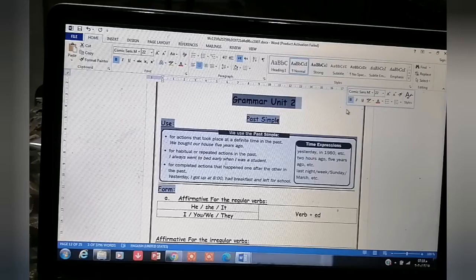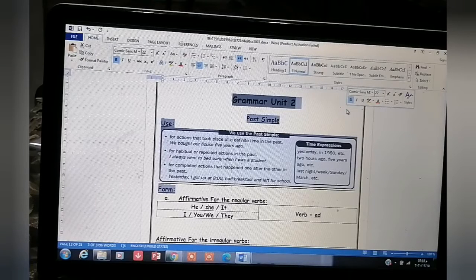Okay, we bought our house 5 years ago. Number 1, actions that took place at a definite time in the past. We bought our house 5 years ago. Number 2, for habitual or repeated actions in the past. I always went to bed early when I was a student. Number 3, for completed actions that happened one after the other in the past. Yesterday I got up at 8 o'clock, had breakfast, and left for school.